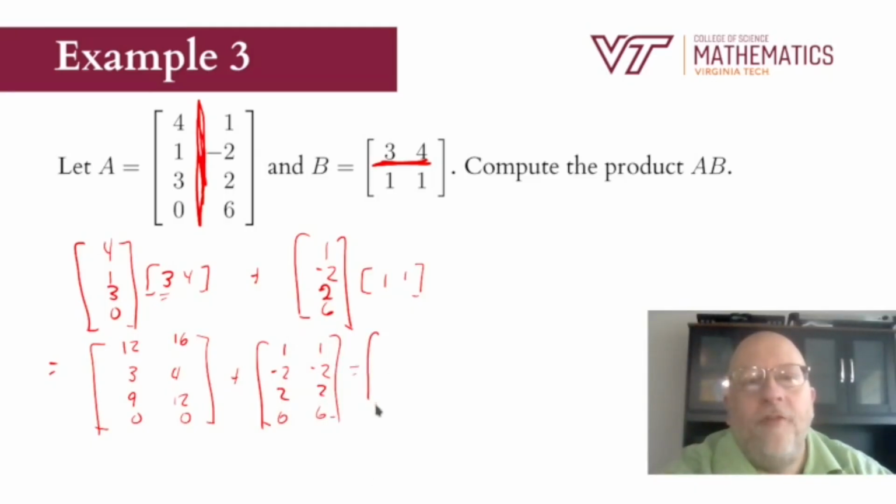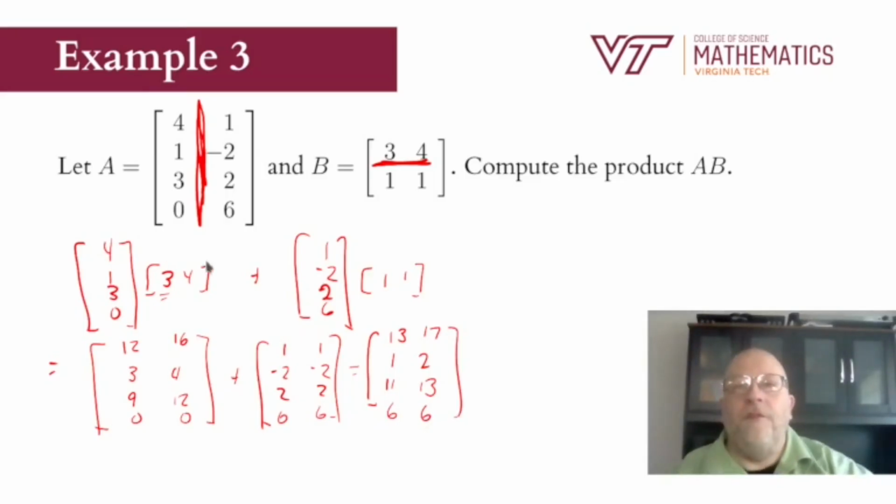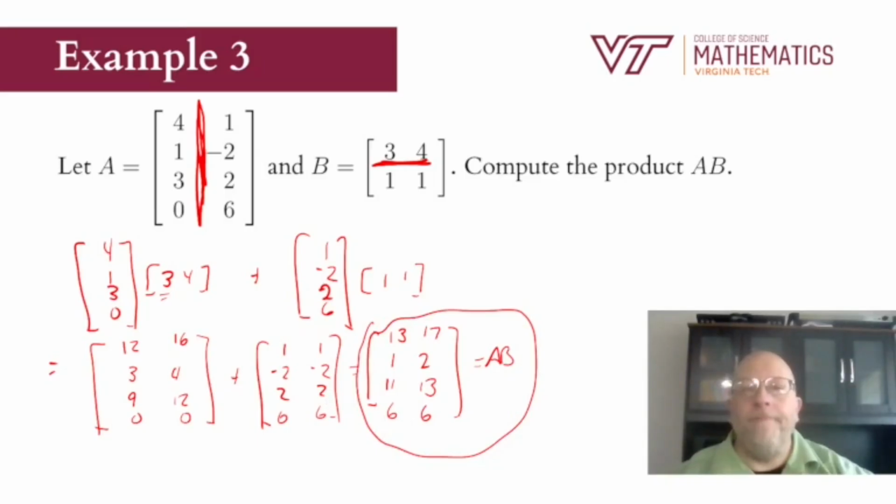When we add these together, we get 13, 17 in the top row. 3 minus 2 and 4 minus 2 is 1, 2. 9 plus 2 and 12 plus 2 is 11, 14. And 0 plus 6, 0 plus 6 is 6, 6. And so this is the product AB.